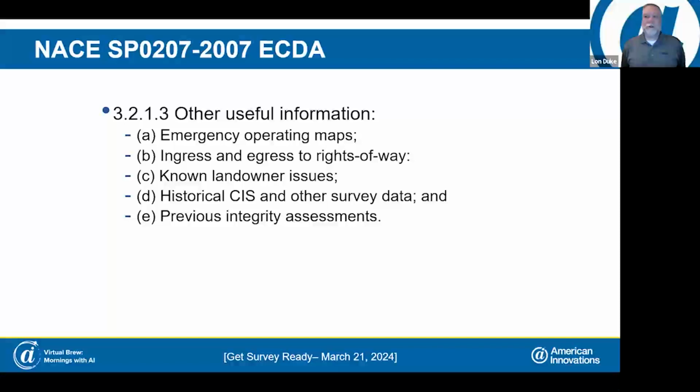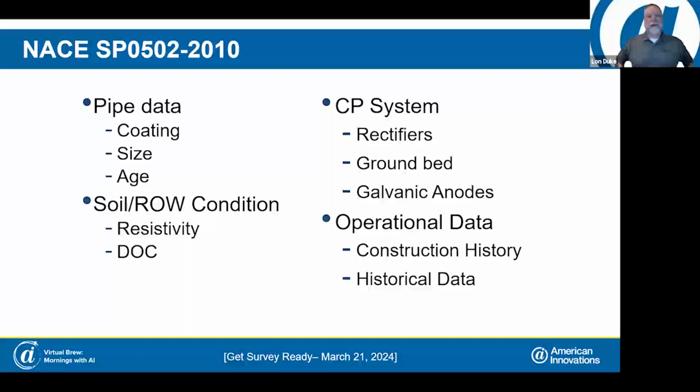Historical data, again, do you have any other survey data that you can look at, and any type of previous integrity assessments? And then SPO 502 calls out a lot of the same things, but it kind of groups them together. Pipe data: what's your coating? That's important. What's the size? What's the age of this pipe? What's your soil condition? So your soil resistivity, maybe your pH. What's the depth of cover on this pipe? That affects those surveys so much.